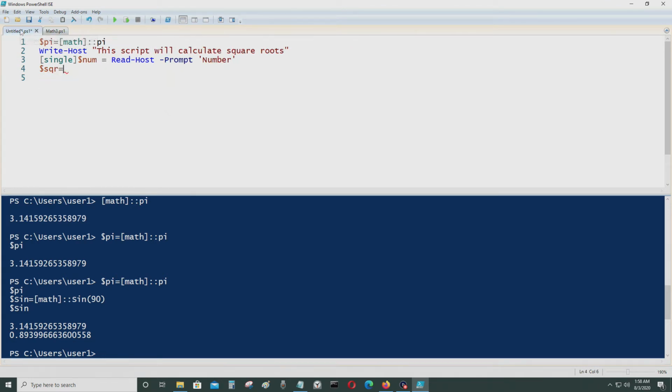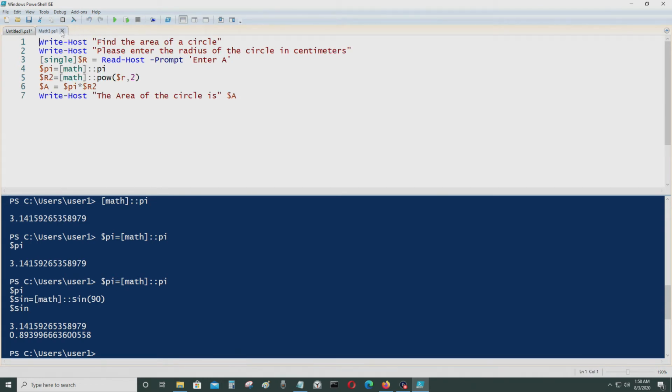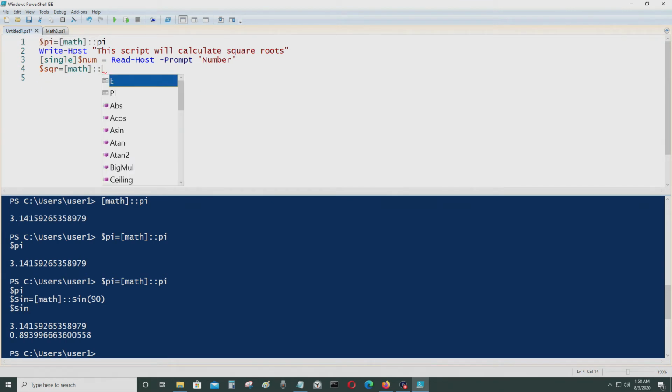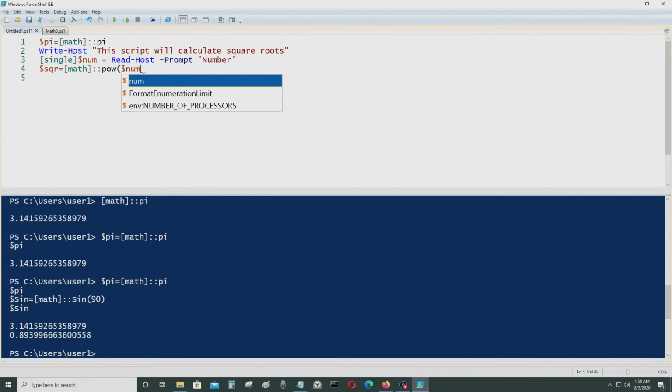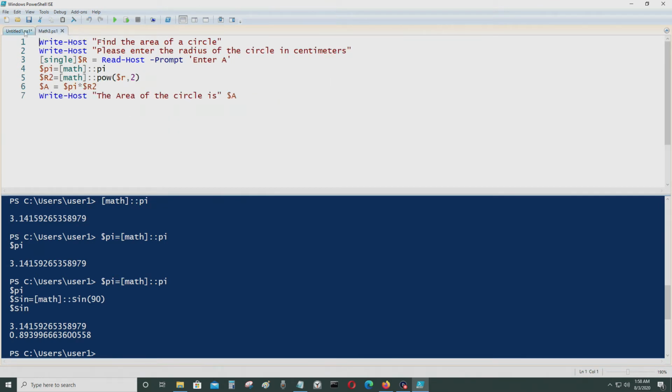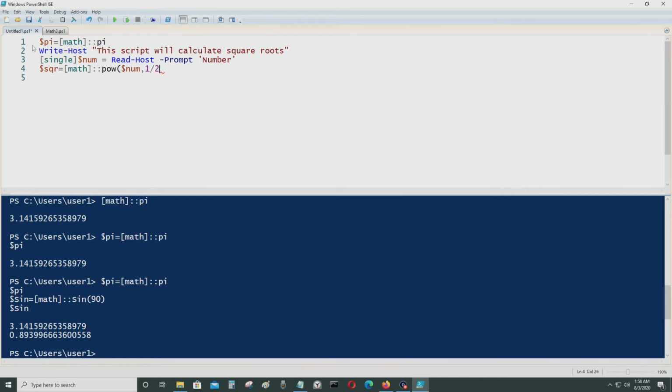Equal to math power. I'll put that num. We'll put 1/2. That would be a square root. So this is power. Let's say we put a number there. That would be 2. If we put 2, then it will be to the power of 2, but we're using half, so that's square root.